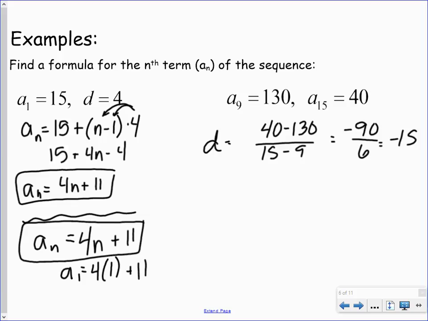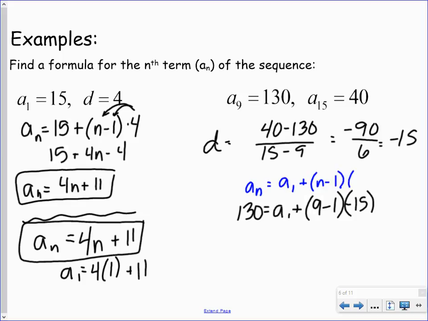So you have a sub n, couldn't you plug a sub 9 into that, and then write 130 equals a sub 1 plus, in parentheses, 9 minus 1 times negative 15? So you are modeling this after our rule: a sub n equals a sub 1 plus n minus 1 times d. And see where she's getting her numbers 130 and 9?